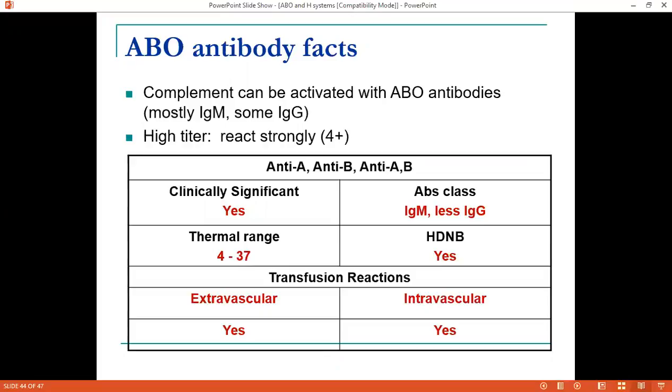What makes these capable is that they are able to react at body temperature, which is 37 degrees. So they react at room temperature, and they can also react at 37 degrees. And they're also, well, specifically the anti-A,B is able to cross the placenta and cause hemolytic disease in the newborn.